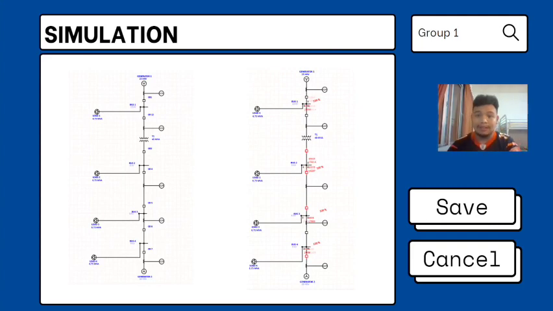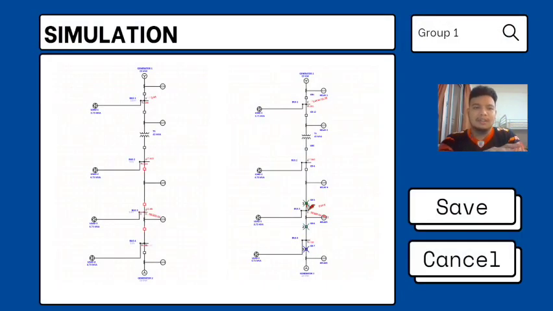Okay, I will explain about simulation. So as you can see, this is our diagram for simulation. It has a generator, circuit breaker, bus, load, OCR. This is our workflow of load.